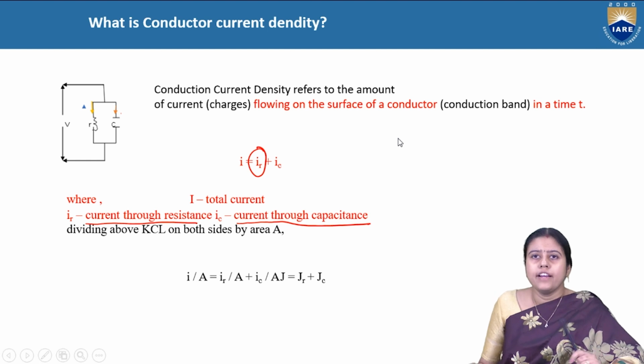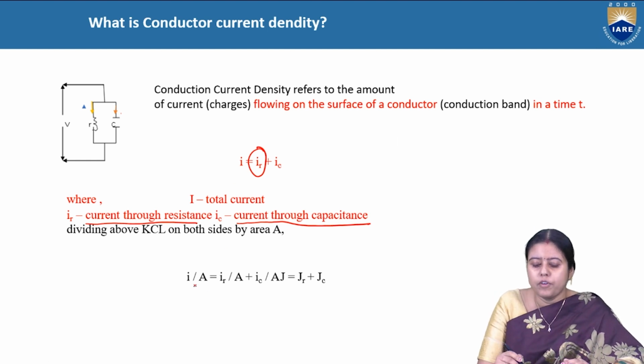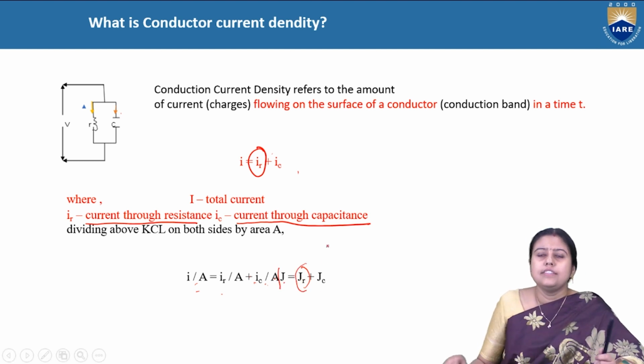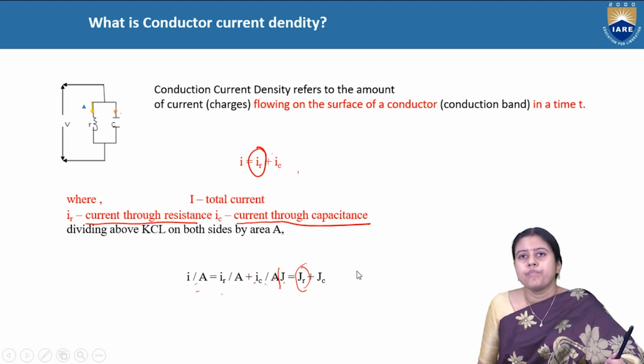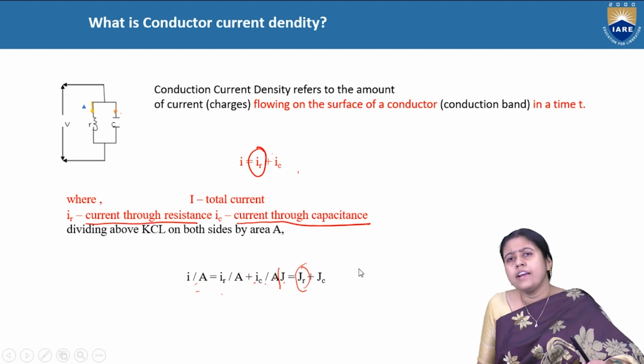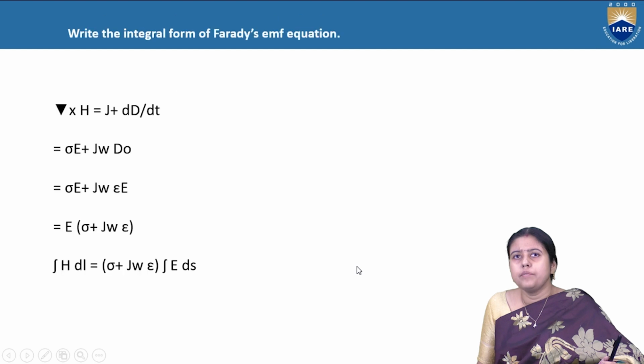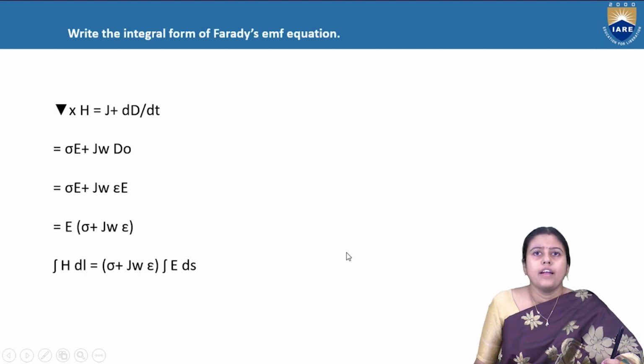Next, if we divide the equation, I by A is equal to IR by A plus IC by A. So I by A is equal to J is equal to JR plus JC. What is JR? JR is known as the resistive current density.